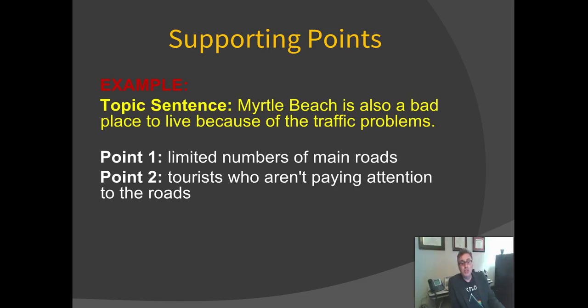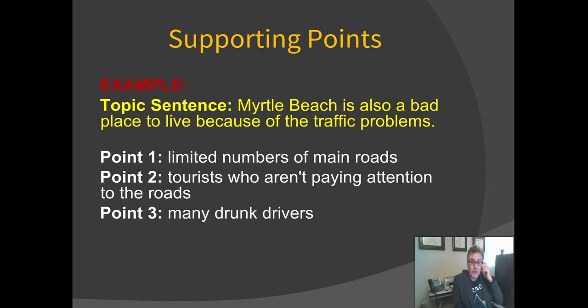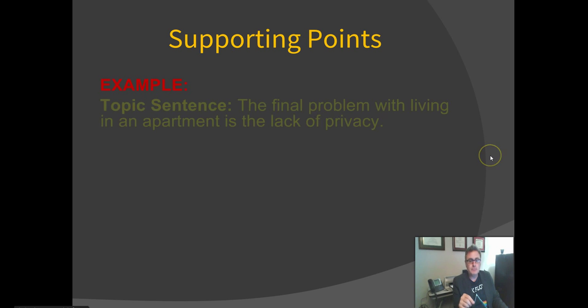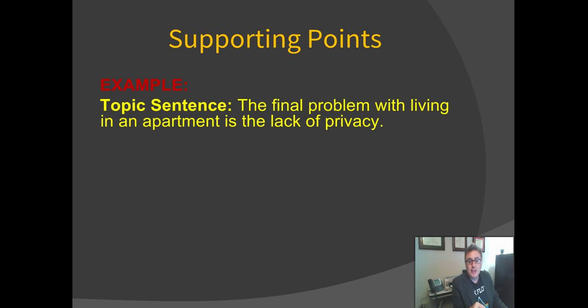Tourists aren't paying attention to the roads because they're looking at all of the other things that are surrounding us. Many drunk drivers, when people go on vacation, when they go on golf trips, they may drink a little bit more than they should and get in their cars, so that can also cause traffic problems. So notice that each of these points right here backs up this topic sentence, which is Myrtle Beach has traffic problems. One last one. The final problem with living in an apartment is the lack of privacy.